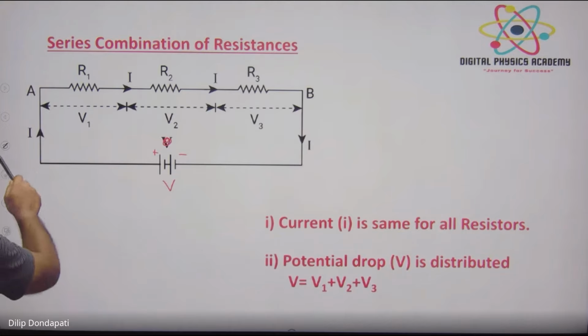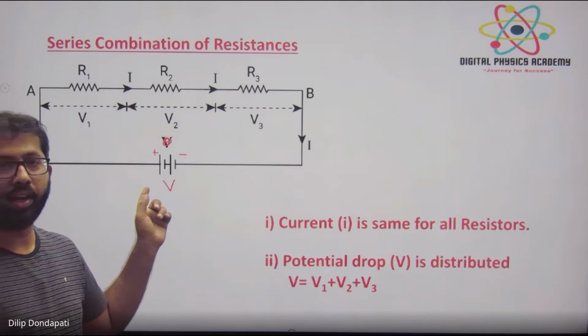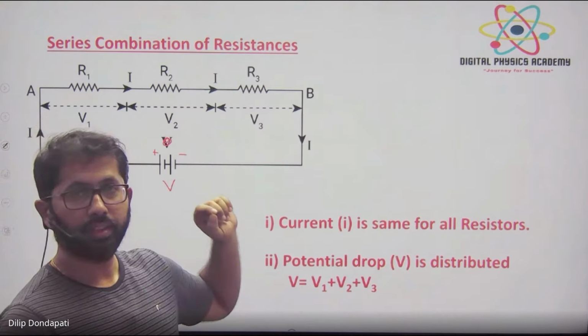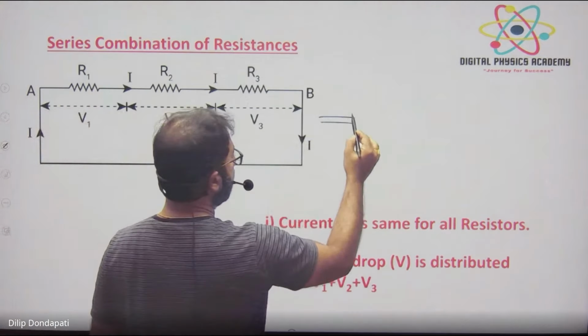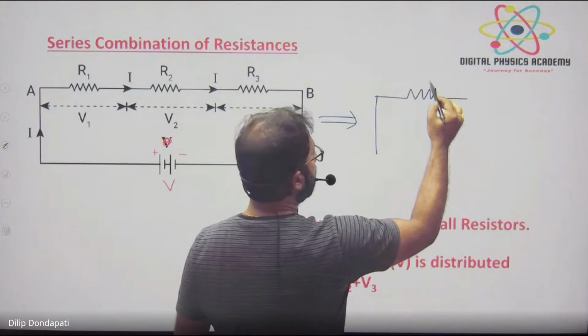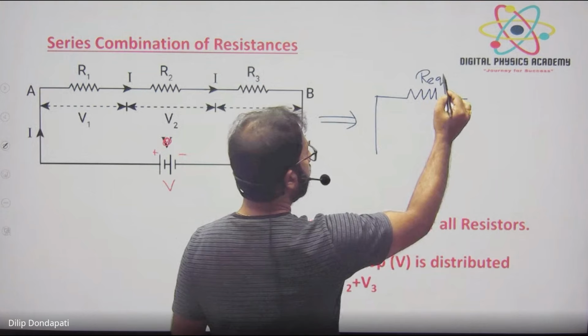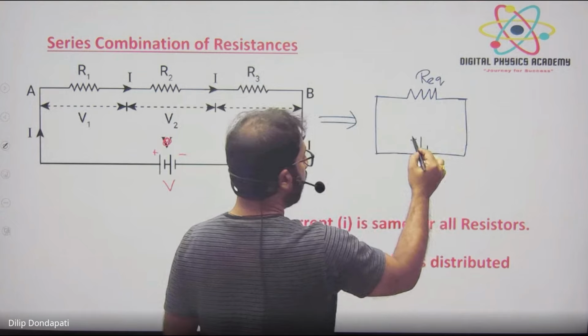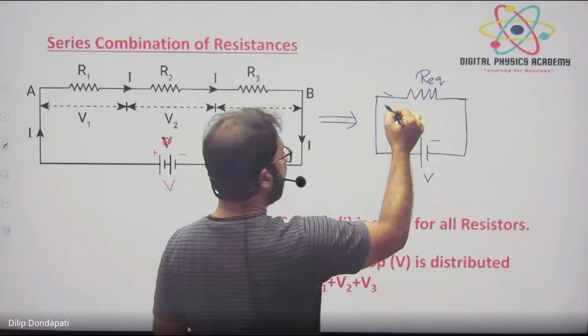Now our interest is to calculate the R equivalent. Do you remember the formula for R equivalent for series? What is R equivalent? R1 plus R2 plus R3. I'm combining all three resistors and I call that R equivalent. And the battery is connected, plus minus V, and this current I.